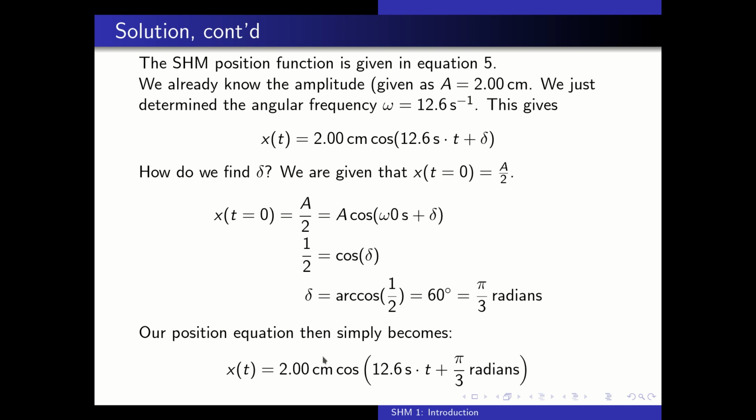So then our position equation is very simple. X of t is equal to 2.00 centimeters times the cosine of 12.6 per second times t plus pi over 3 radians. Ta-da!